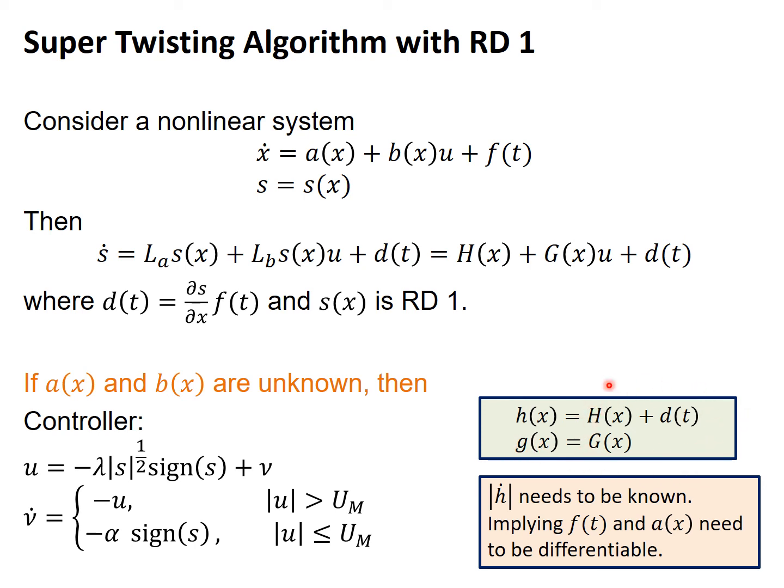So since h dot needs to be known, this implies that both ft and A, so what is hx? Hx is coming from L_A s(x) and ft is coming from this dt. So both of these need to be differentiable. Actually A does not need to be differentiable, because L_A s(x) is del s del x times A(x). So A does not need to be differentiable, only ft needs to be differentiable. Okay, so this is an extra thing I had added wrongly.